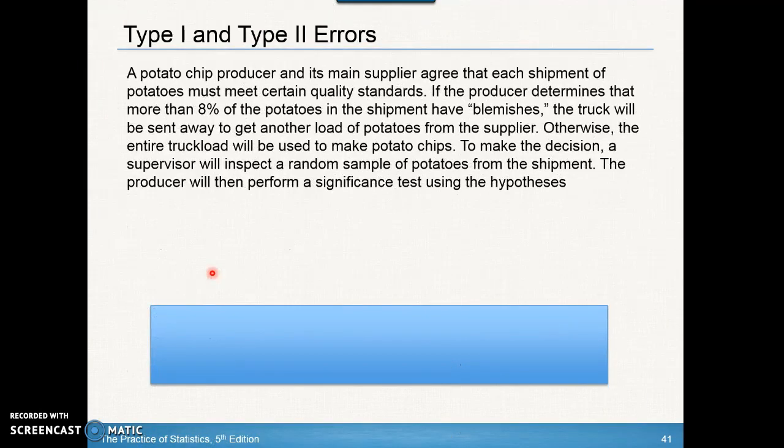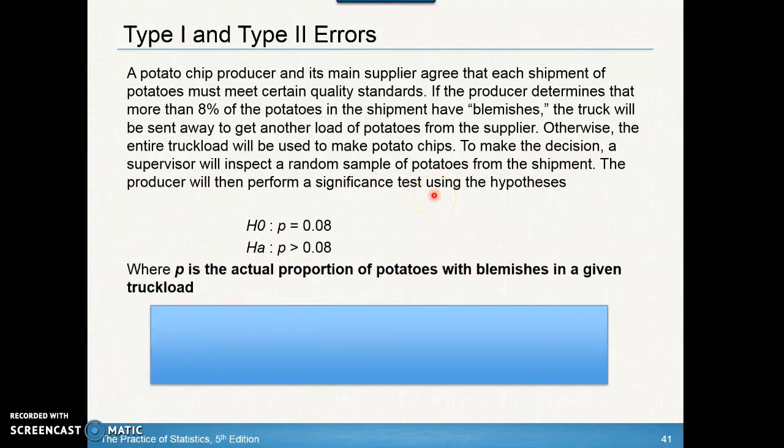All right, so let's take a look at this one that deals with potato chips. A potato chip manufacturer and its main supplier agree that each shipment of potatoes must meet certain quality standards. If the producer determines that more than 8% of the potatoes in the shipment have blemishes, the truck will be sent away to get another load of potatoes from the supplier. Otherwise, the entire truckload will be used to make potato chips. To make the decision, a supervisor will inspect a random sample of potatoes from the shipment and then perform a significance test using the following hypotheses.